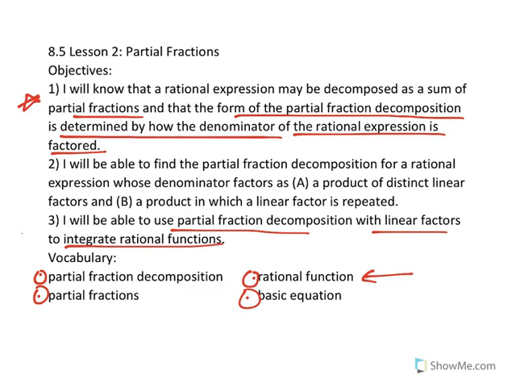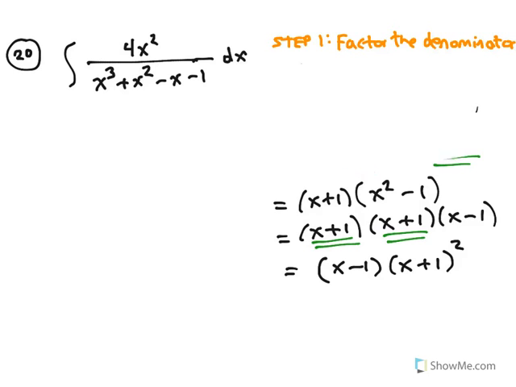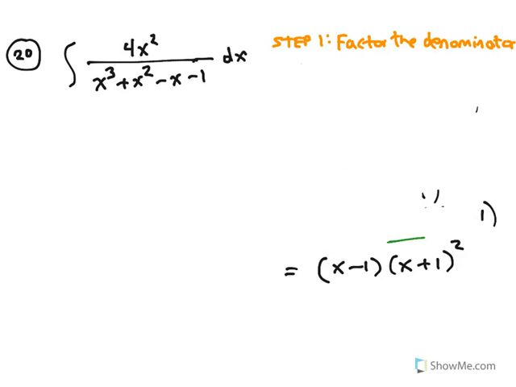You will be able to find the partial fraction decomposition for a rational expression whose denominator factors as a product in which a linear factor is repeated. So what is the form of the partial fraction decomposition if you have the denominator factor as a product in which a linear factor is repeated? So we will go ahead and make some room on our screen, just remembering how our denominator factored is sufficient.